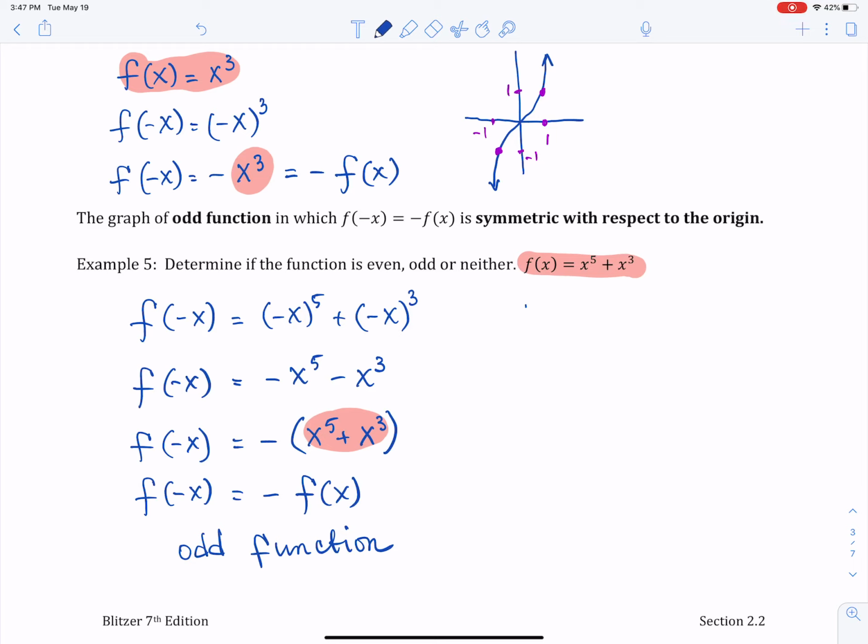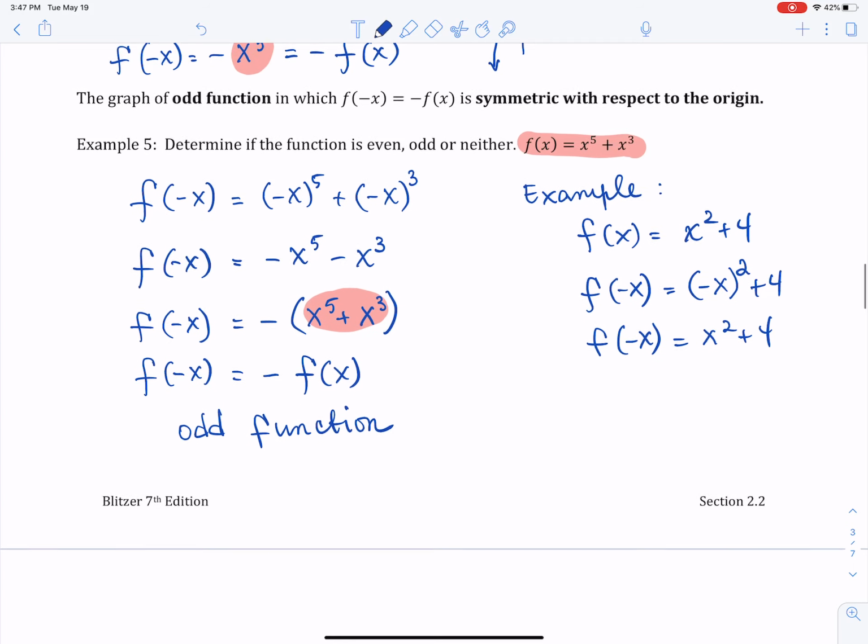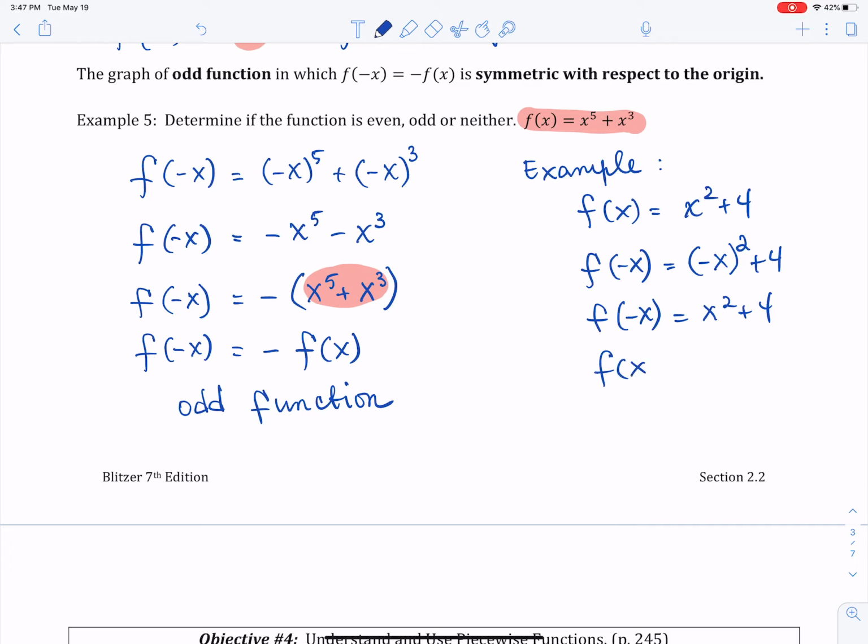I'm going to give an extra example. Let's check f of x equals x squared plus 4. If we plug in a negative x, we'll get negative x squared. The 4 doesn't change, so it's plus 4. And f of negative x turns out to be x squared plus 4, which is exactly the function itself. So for that one we would say that's an even function.